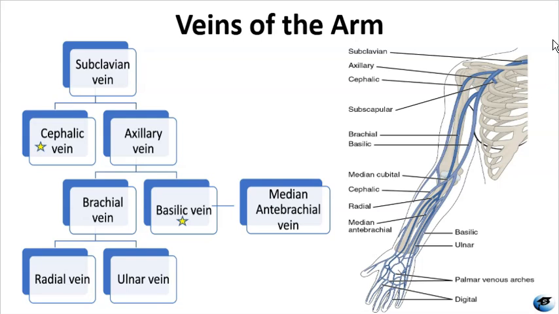And then together they form the axillary vein, which receives blood from the subscapular vein and continues as the subclavian vein at the shoulder. So remember that the cephalic and basilic veins are both superficial and they're both visible through the skin, which makes them helpful in clinical settings.